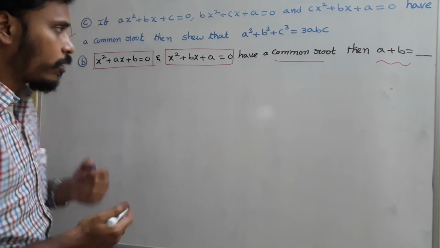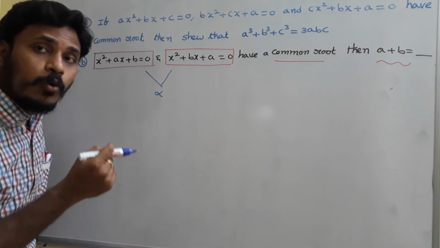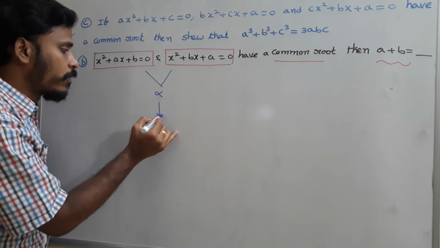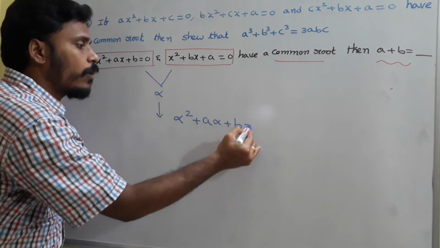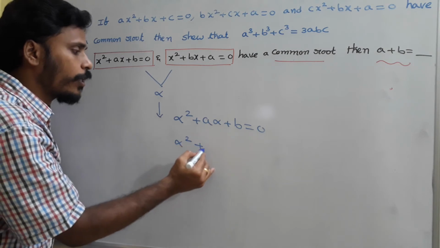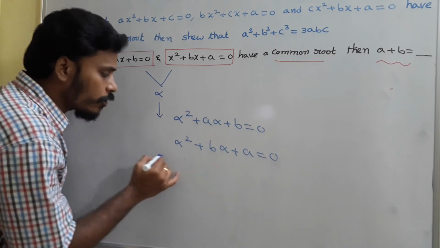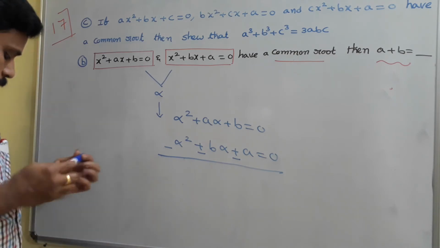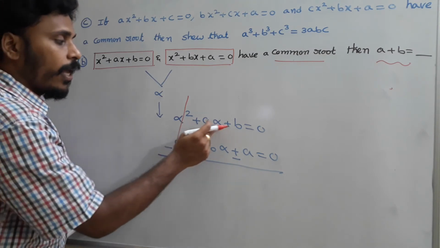That is, with a regular procedure, you just take the common root as some alpha. When the common root is alpha, that alpha must satisfy these two equations. So replace x with alpha in the first equation: alpha square plus a alpha plus b equals 0. And since alpha is a root of the second one, replace alpha in the second equation: alpha square plus b alpha plus a equals 0. You just do subtraction. Here what will happen? When you subtract, alpha square and alpha square get cancelled. Here a alpha minus b alpha.